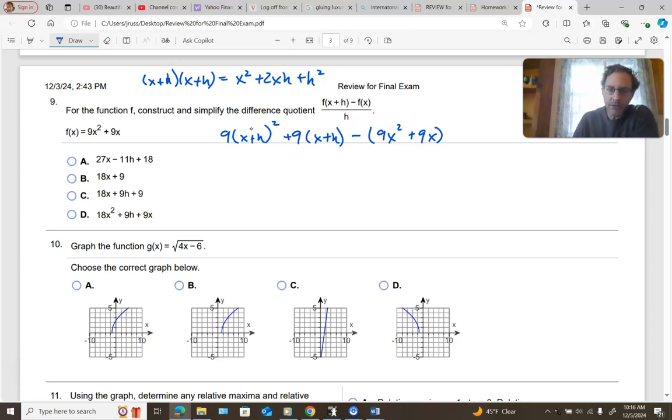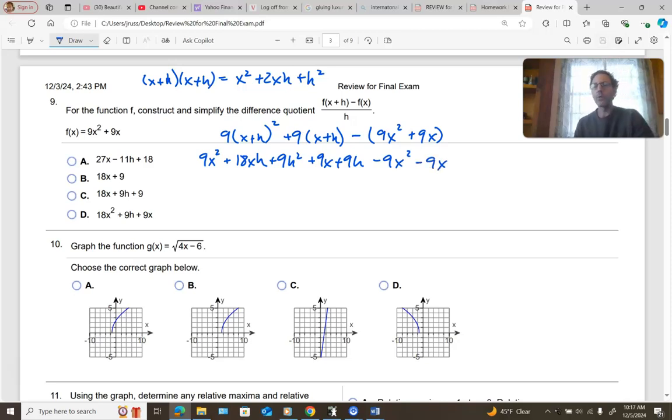And then you multiply everything by the 9. So I'm going to go ahead and do that. I would end up getting 9x squared plus 18xh plus 9h squared. Okay, so I did a lot real quickly. And then I would distribute the 9 here. So that would give me a 9x plus a 9h, and then I'll distribute this last negative. That would give me a negative 9x squared and a negative 9x.